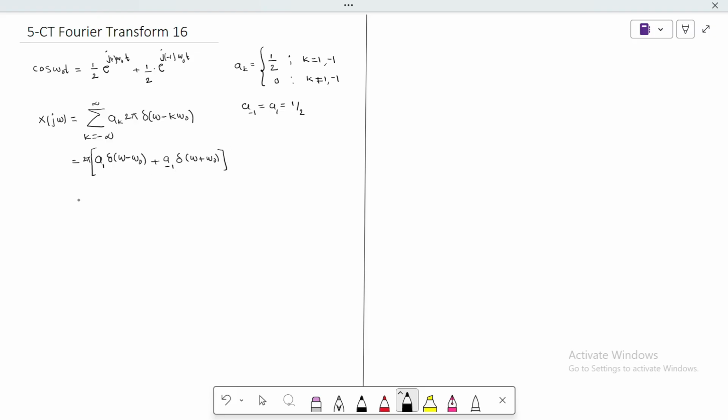Next, substitute the a1 and a minus 1 values. So 2 pi into 1 by 2, delta of omega minus omega naught, plus 1 by 2 delta of omega plus omega naught. So the 2 gets cancelled. Then we are getting here the Fourier transform of cos omega naught t.